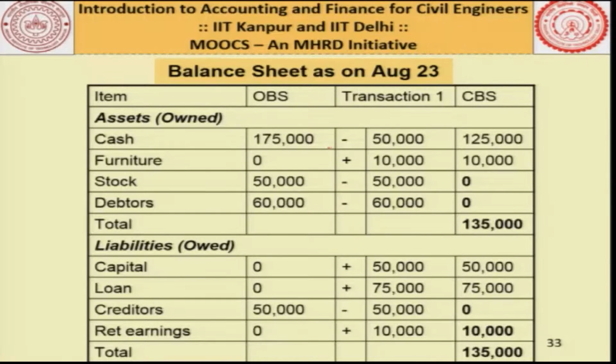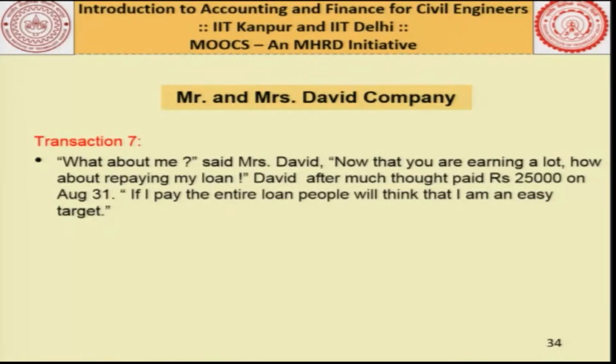Cash, you have given 50,000, so this will come down from 175,000, now it is 125,000. There is no change in furniture, no change in stock, no change in debtors. So your total asset is 135,000. You can see creditors, it was initially 50,000, now you have given the money back to them, so this is 0. If you add all these, you are getting 135,000. So this is how you go on making changes in the balance sheet.